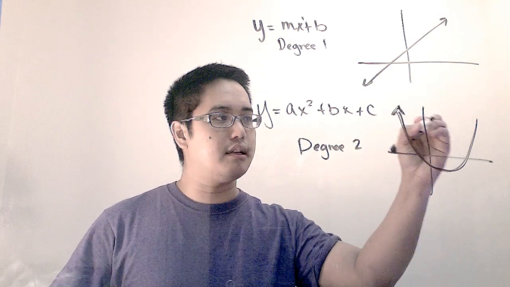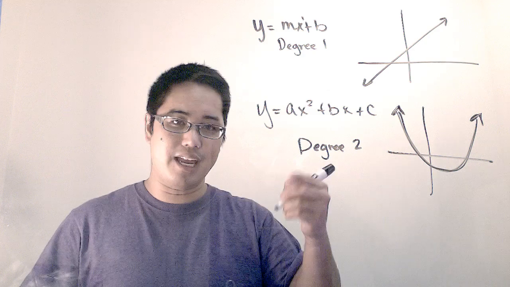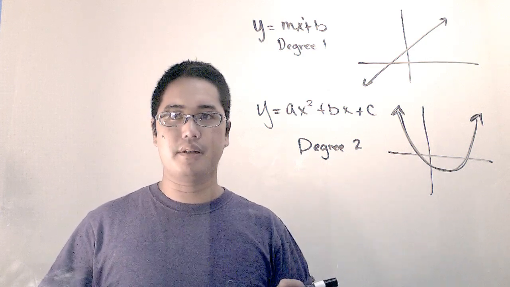Now, if a is positive, it's going to be a happy face parabola. If a is negative, it's going to be a sad face parabola.